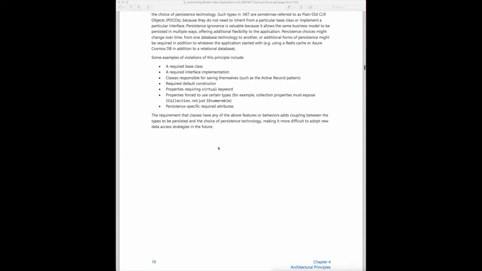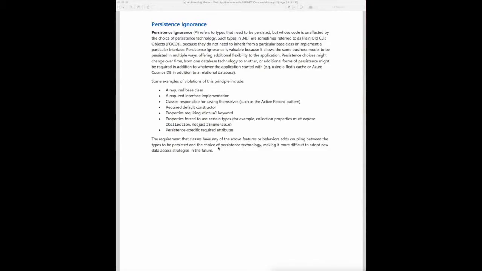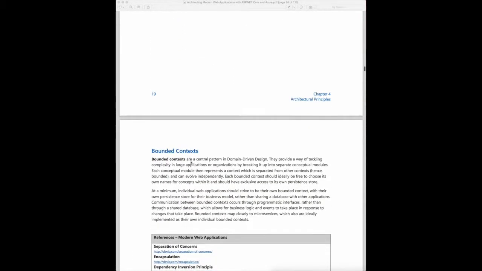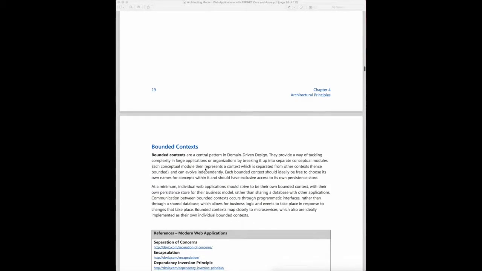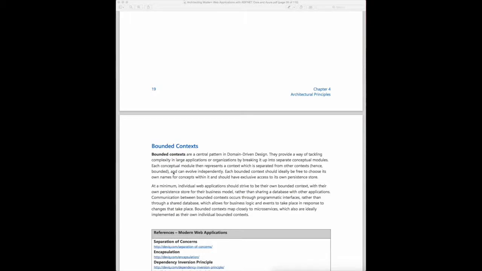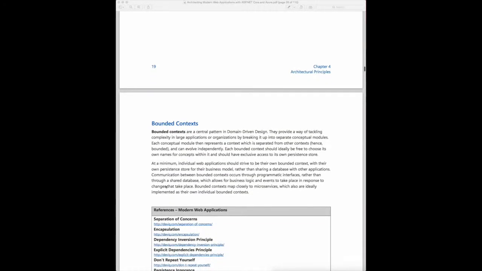Your classes should not know about persistence, meaning your business logic should not know. Bounded context is a concept from domain-driven design. Basically, it's a way of separating the logic into different contexts.